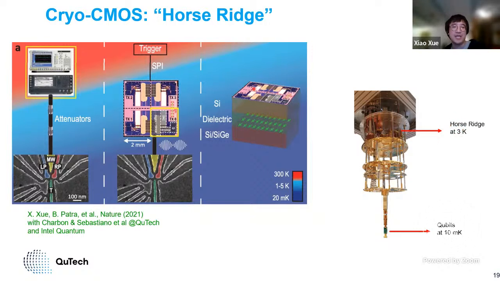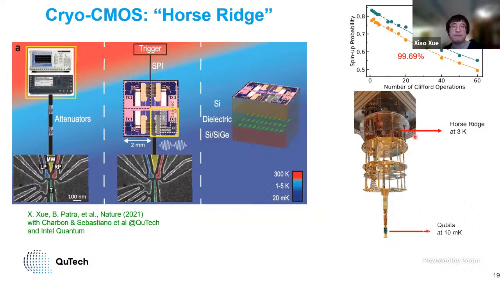It's not fully integrated as shown here, which is the eventual goal, but it's a very important milestone: we show that we can really shrink all the control electronics down to a very little chip and put it into the fridge. It works at a low temperature. Our qubits were still at 10 decay because we were trying to test the performance of the chip. And we performed randomized benchmarking.